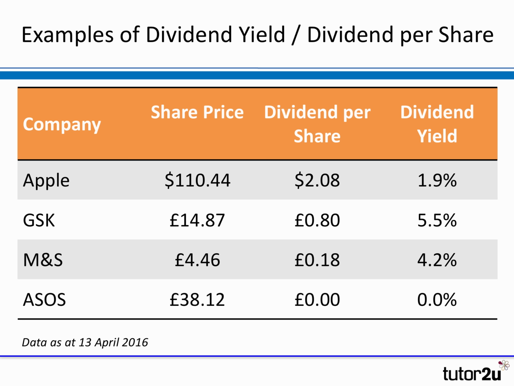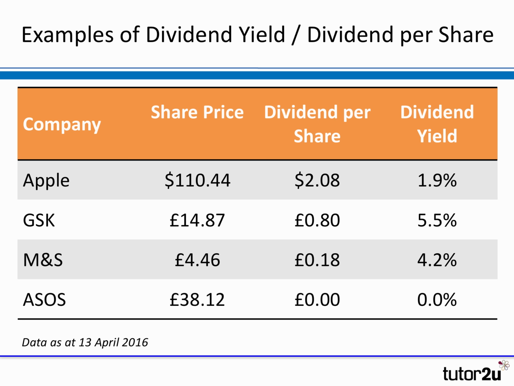GSK, the big global pharmaceutical business, has a much higher dividend yield. It pays out a much higher dividend relative to the price you have to pay to get one of their shares, which at the moment is £14.87. But look at the bottom, ASOS, the pure play e-commerce retailer. It doesn't pay a dividend. It assumes that investors are simply interested in investing for a high growth share price, a business with lots of exciting potential. It needs to retain profits in the business, therefore it doesn't pay a dividend, therefore the dividend per share is zero, and so too is the dividend yield.